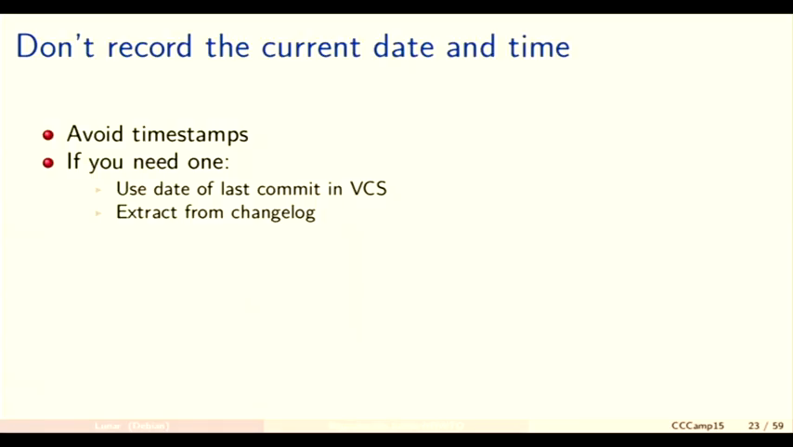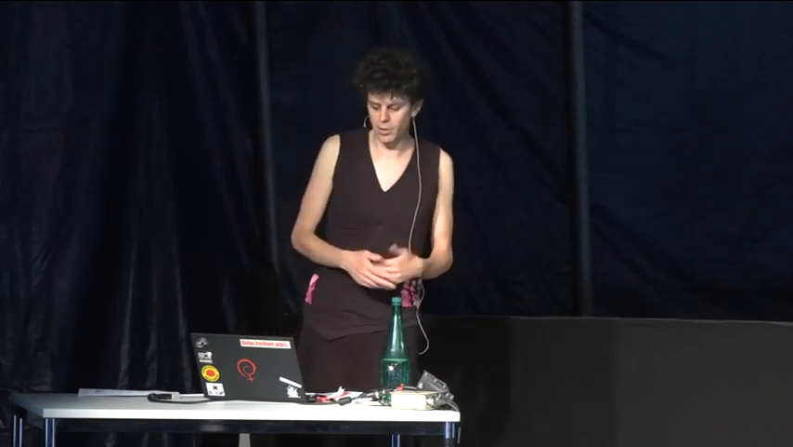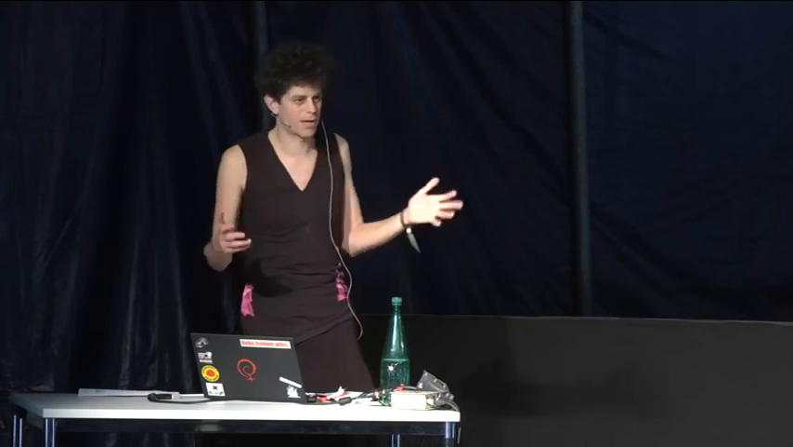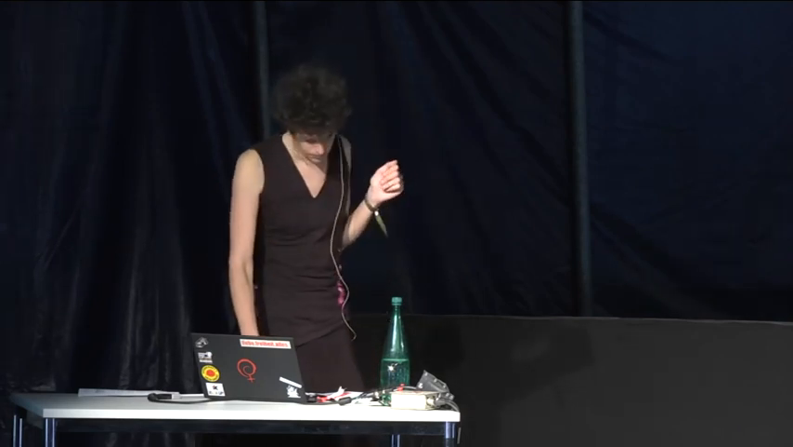So if you need a date, try to avoid it, but if you need a date, well, you can use the date of the latest changelog, from the latest Git commit, or from the VCS, or the latest changelog entry. All that works. You get a date that is accurately representing the state of your source code.